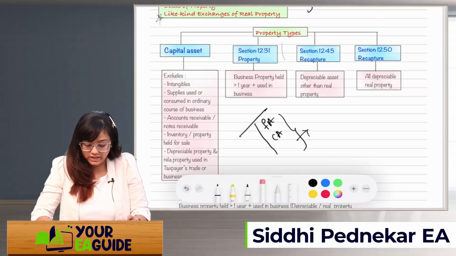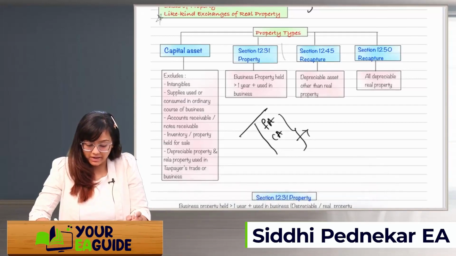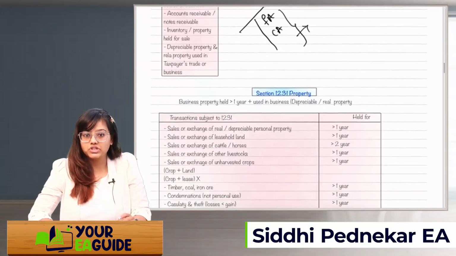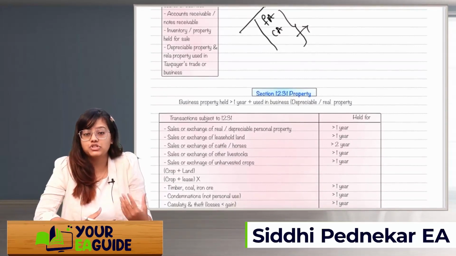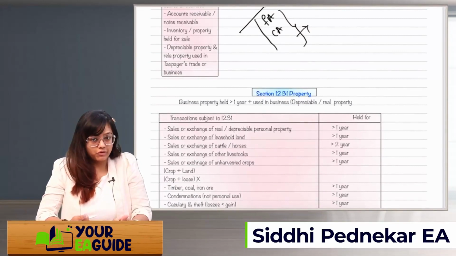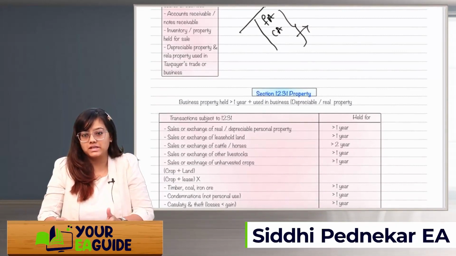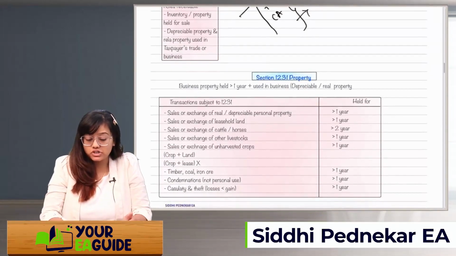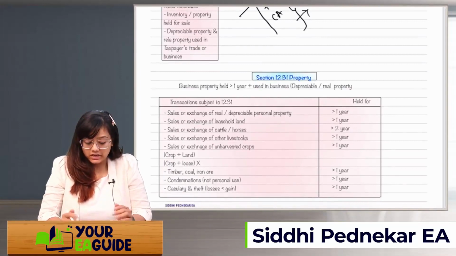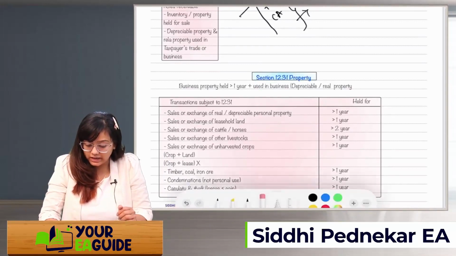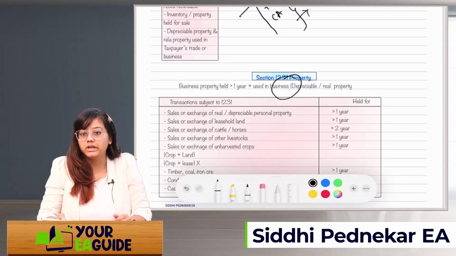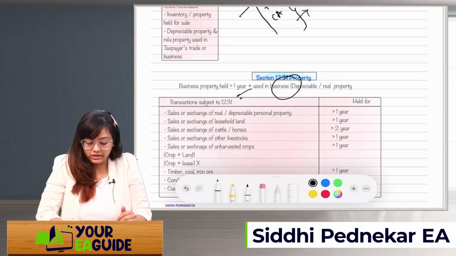Let's see what we mean by 1231 property. 1231 property is anything which is a business property and which is held for more than 1 year. If it is held for more than 1 year and used in the business, plus it should be depreciable or real property. The holding period criteria should be seen here. It should be held for more than 1 year.